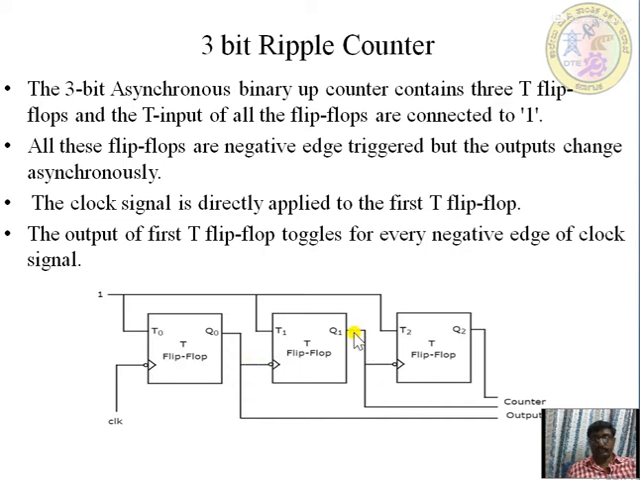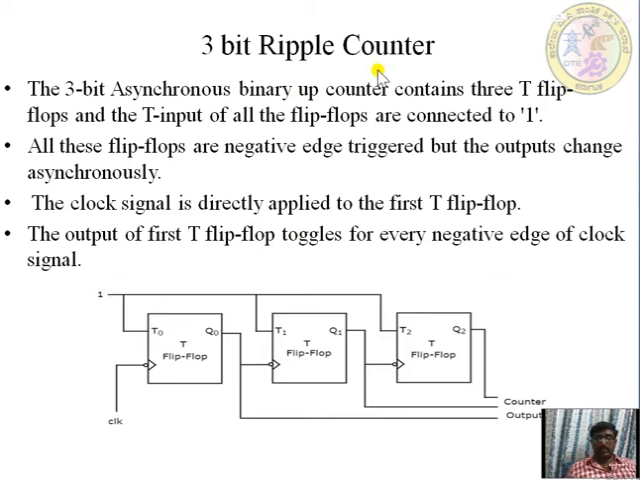The output of each previous flip-flop acts as the clock to the next flip-flop. Q0, Q1 and Q2 are the outputs. All 3 flip-flops are negative edge triggered, but the output changes asynchronously. The clock signal is applied directly to the first T flip-flop. The output of the T flip-flop toggles for every negative edge of the clock signal, and it depends on the designer whether to use a positive edge or a negative edge.